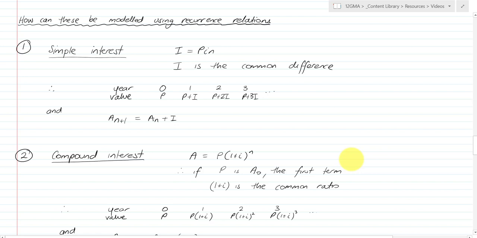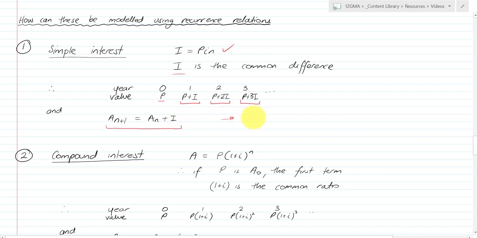So you recall that the simple interest is equal to PIN, and I is the common difference, because each time we go through a year we start with our principal and then we add the amount of yearly interest. And then we add it again, giving us 2 yearly interest. Then we get 3 yearly interest. So as a recurrence relation, A(n+1) equals the previous year plus that interest amount.